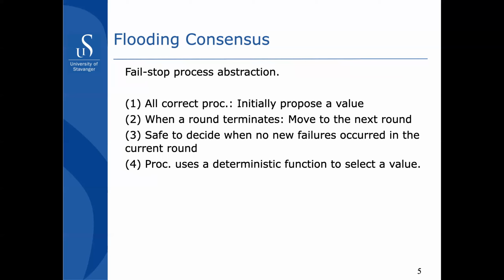We will now look at one protocol here called flooding consensus. What you need to keep in mind is that this protocol tolerates any number of failures less than n. So the number of failures must be less than the number of processes in the entire system, meaning that you must have at least one correct process.